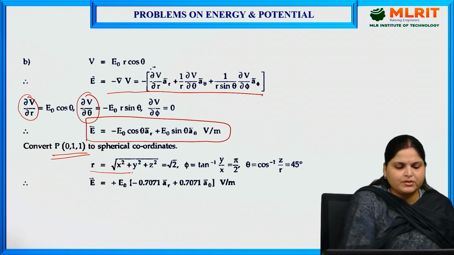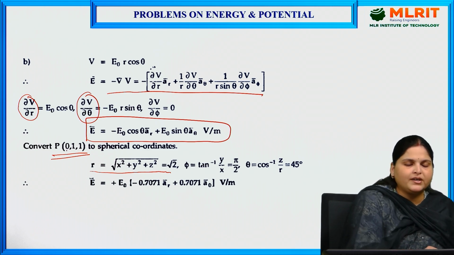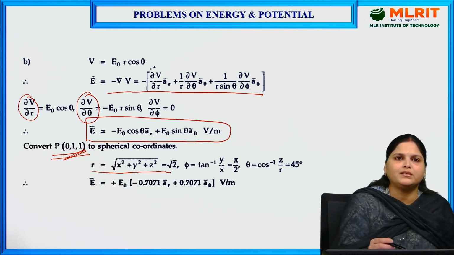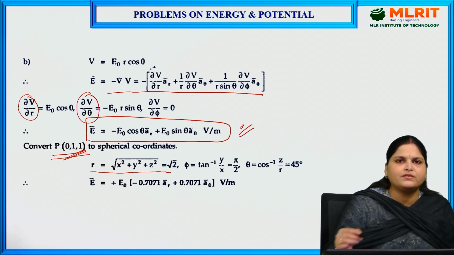R is equal to the square root of x squared plus y squared plus z squared. When we put it in, we get root 2, that is, the square root of 0 squared plus 1 squared plus 0 squared. If you notice, these coordinates are given in the Cartesian system, so we first have to convert them into spherical coordinates. Then only can we put them into this formula.